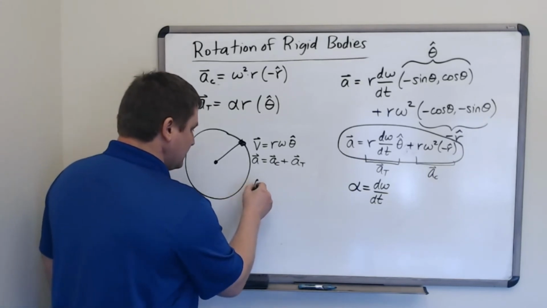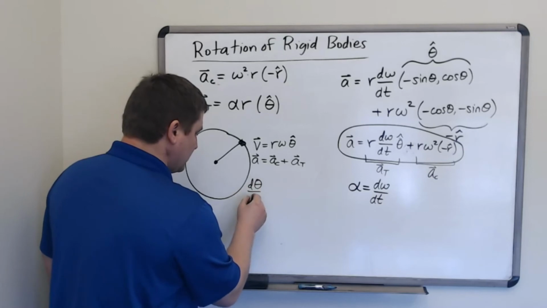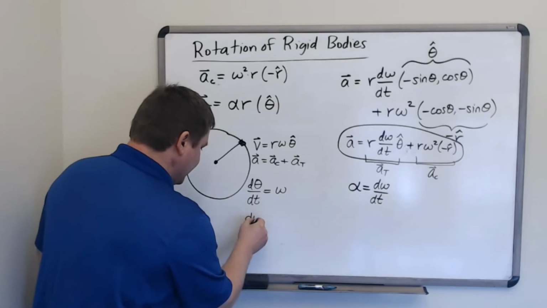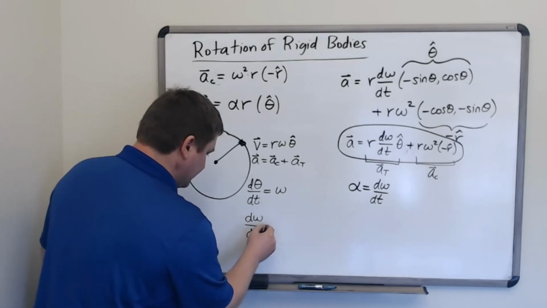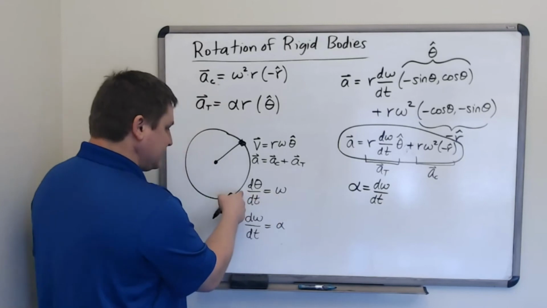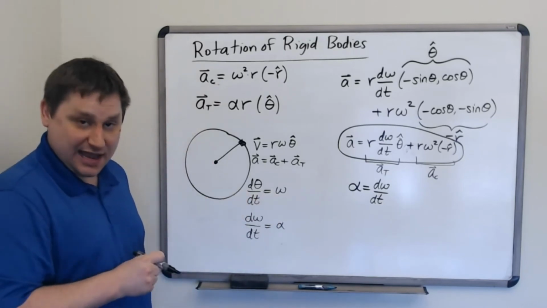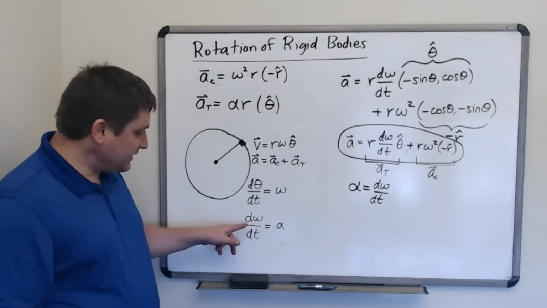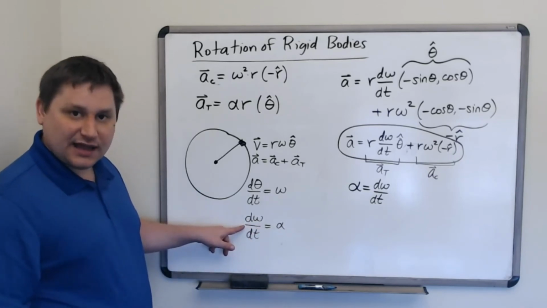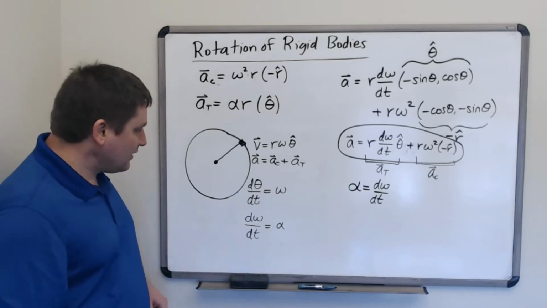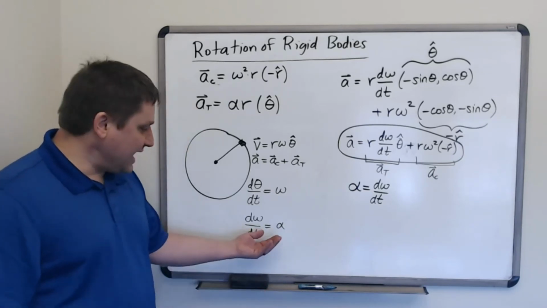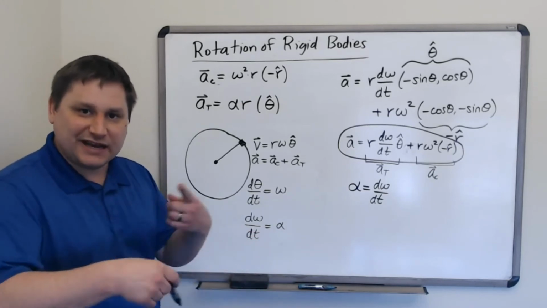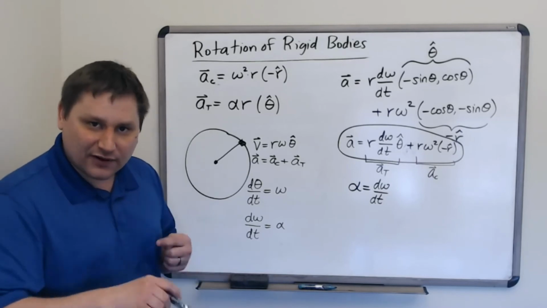Our angular measurements now have defining relationships between them. The angular velocity is the time derivative of the angle, the rotation angle, and the angular acceleration is the time derivative of the angular velocity. So what does it mean for an object to have an angular acceleration? It means that its rotation rate is changing over time. It's speeding up its rotation or slowing down its rotation.